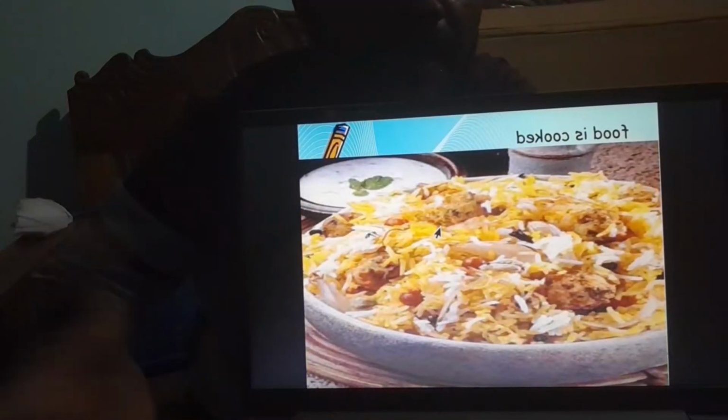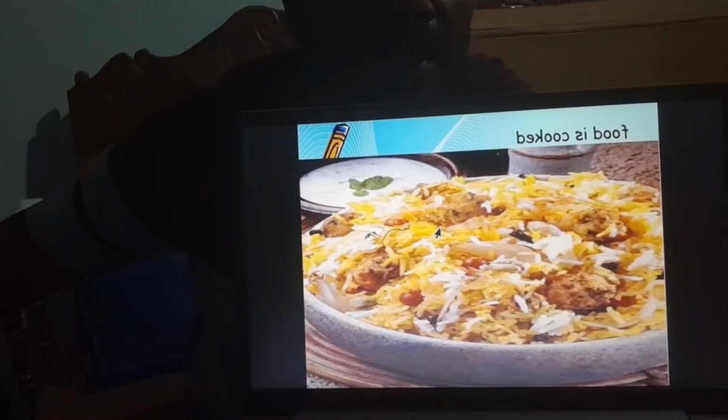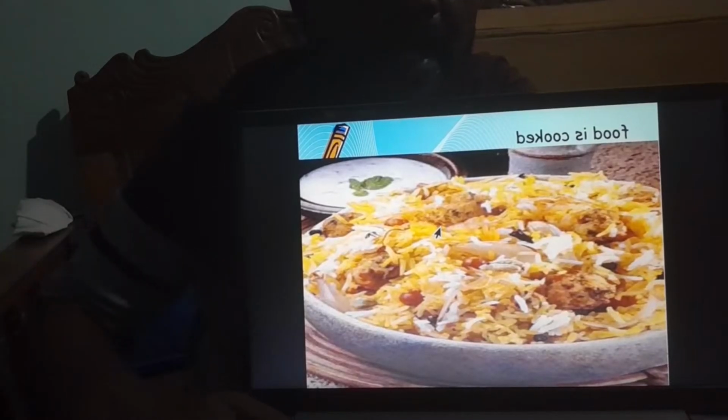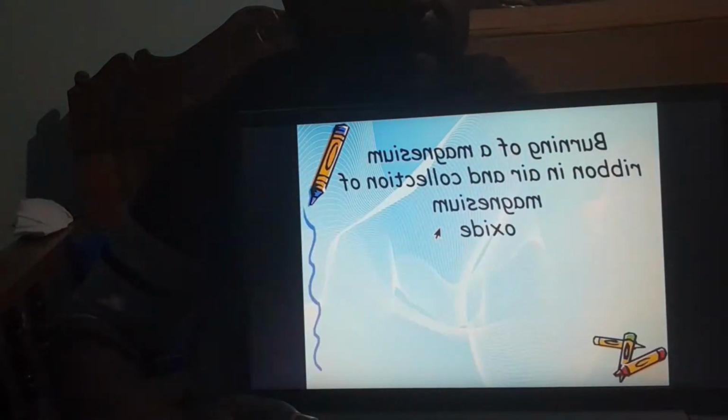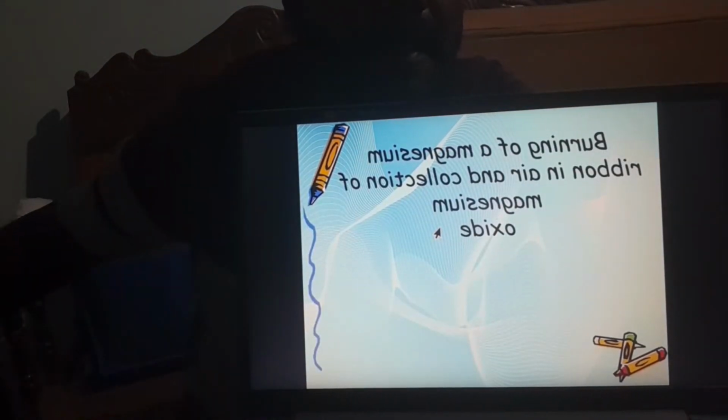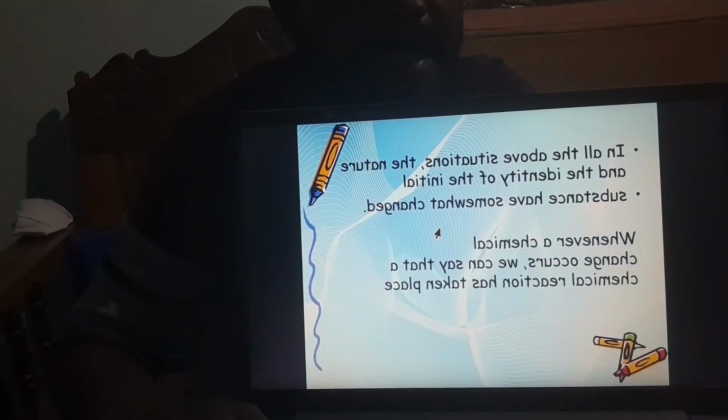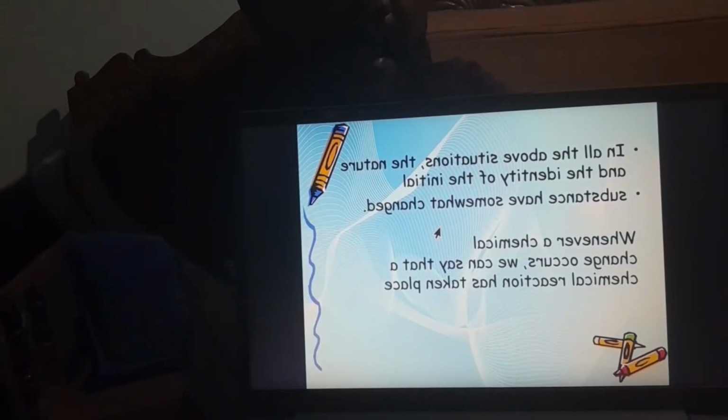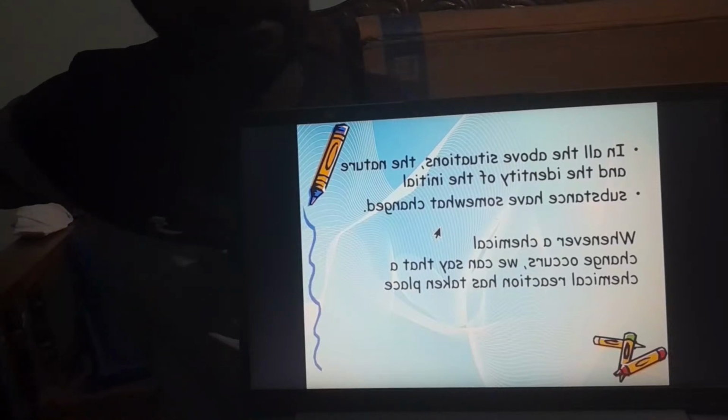Right? Food is cooked. So cooking is also an example of a chemical reaction, right? The burning of magnesium ribbon in air and collection of magnesium oxide. See, they are burning the magnesium ribbon. It is also an example of a chemical reaction.